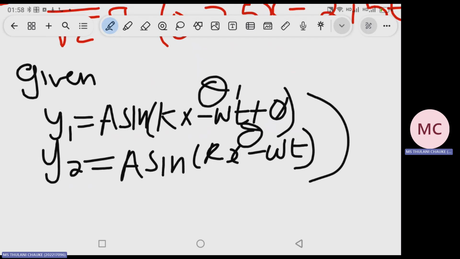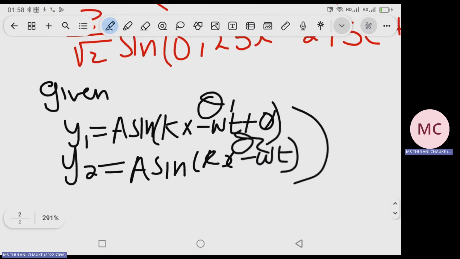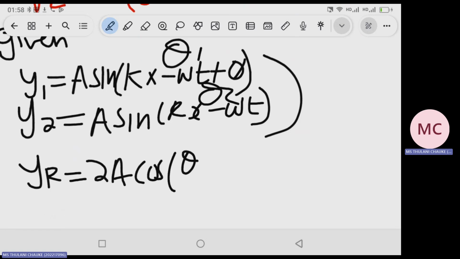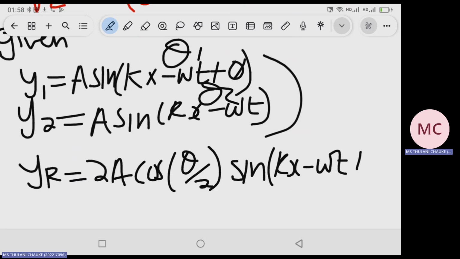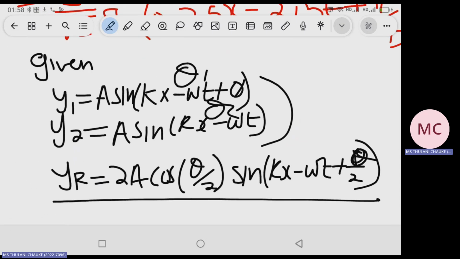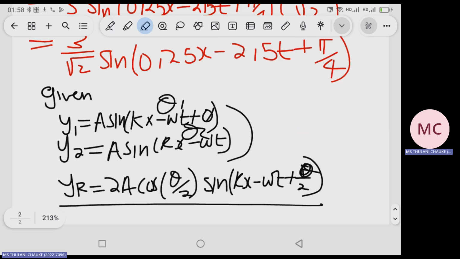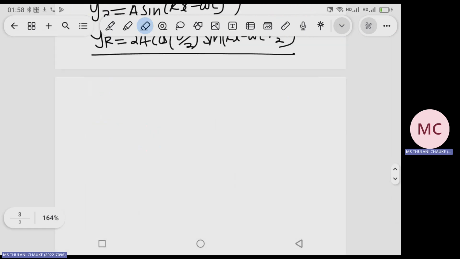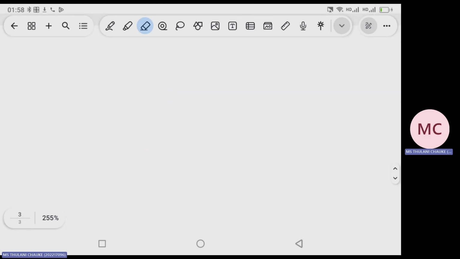This will be your theta 1, this will be theta 2. So if you go and do it, you'll end up realizing that the superposition YR will give you 2A cosine of theta over 2, the sine of kx minus omega t plus phase constant plus theta over 2. Yeah, it will be like this. This will be the result. And then let me go to a new page; I was just explaining how you do the superposition, where this thing is coming from.